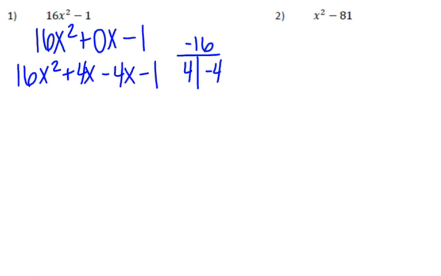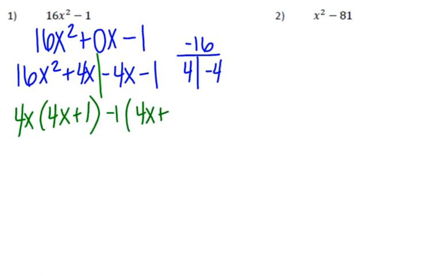And I'm taking you a long route through this. There's a much easier way to do this, but we're going to see what we find here in just a minute. So out of this first group, we could factor out 4x and have 4x plus 1. And out of the second group, we could factor out a negative 1 to get 4x plus 1. So this factors to be 4x plus 1 times 4x minus 1.